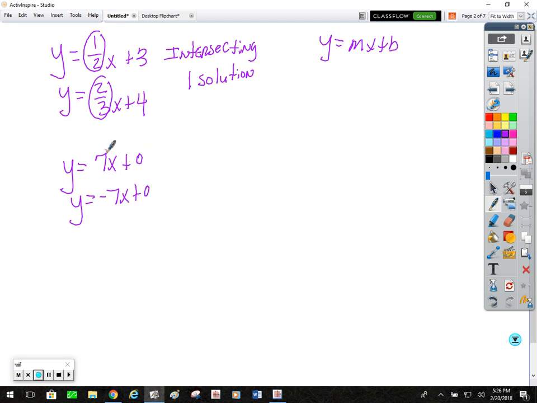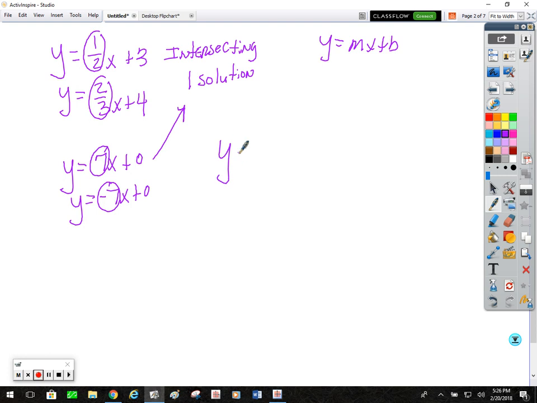Well, if I'm looking again, I'm looking at my slope. Positive 7 and negative 7 are two different numbers, so that means I have two different slopes. So again, I have intersecting lines, one solution. Okay, so you see how it works? Just check the slope first, then check the y-intercept.